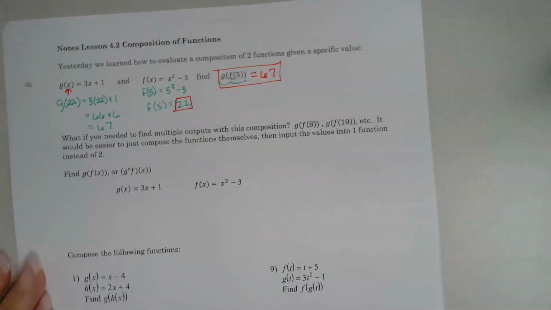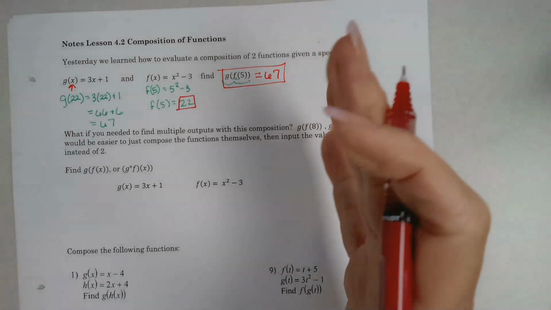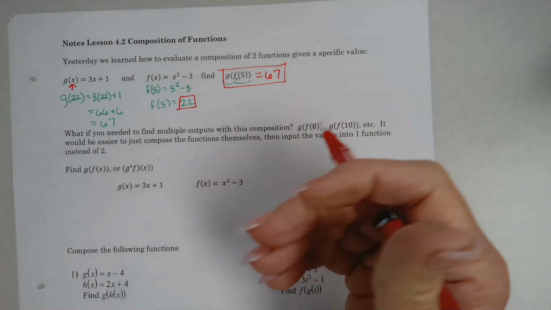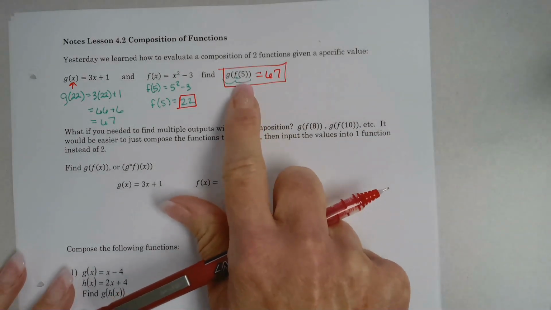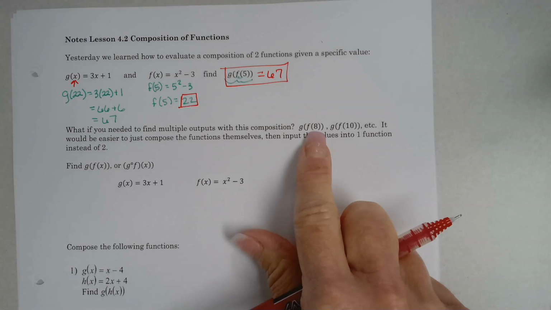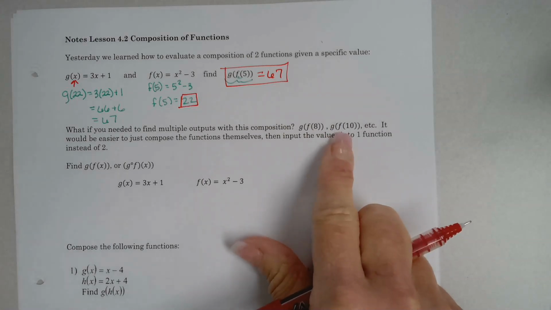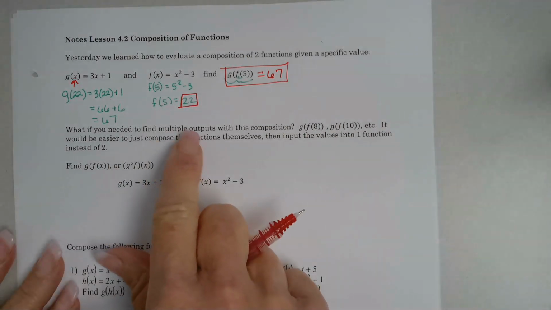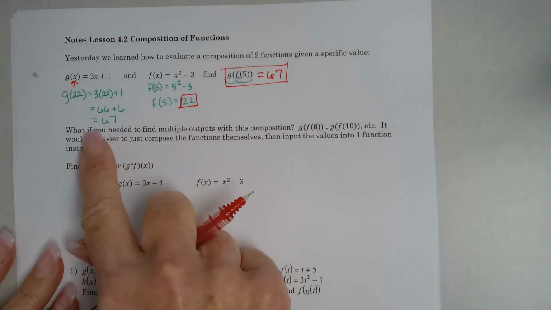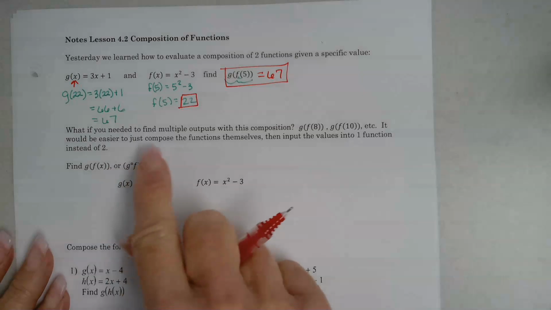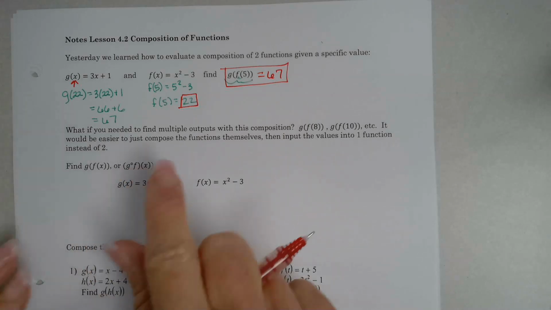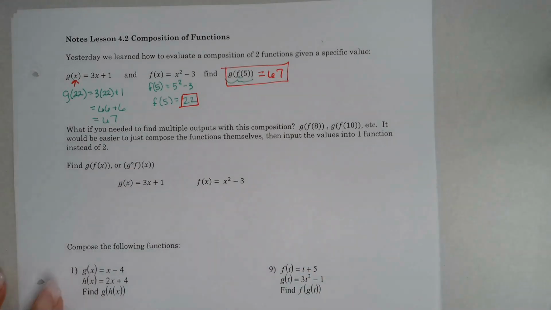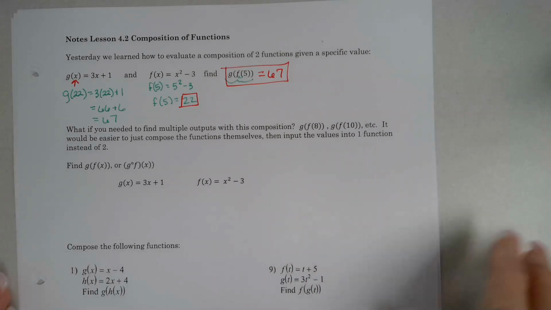That's your composition. Now, that wasn't difficult, but let's say we needed to find multiple results. So we didn't need to just find g of f of 5. Let's say we needed to find g of f of 8, g of f of 10, etc. Just keep going. That's a lot of work to plug it into one and take that answer and plug it into another. So it would be a lot easier just to compose the functions themselves. Then you'd have one equation, and you'd only have to input the value into one of the equations instead of both. This is what it would look like.